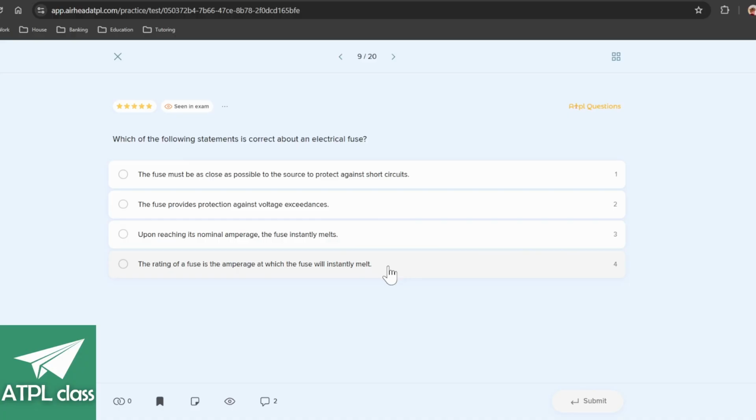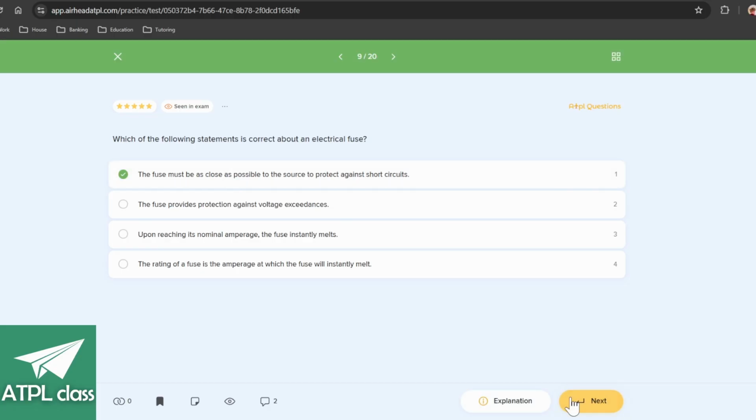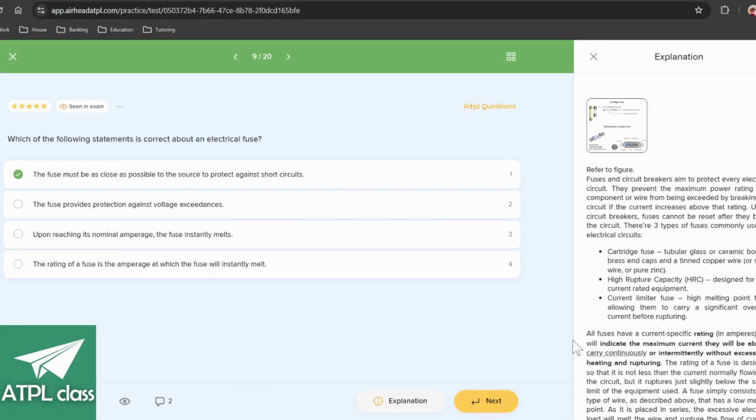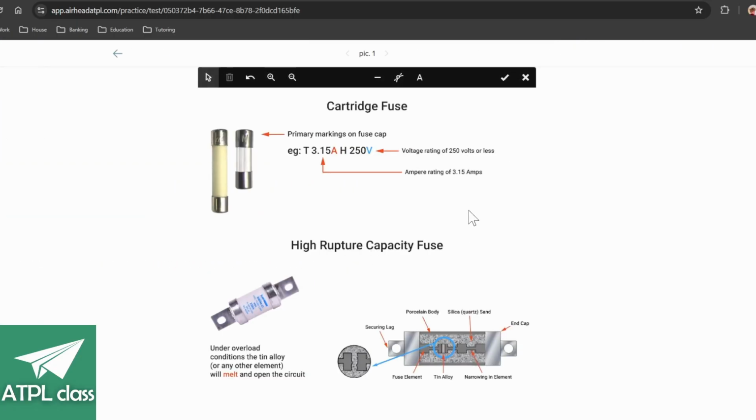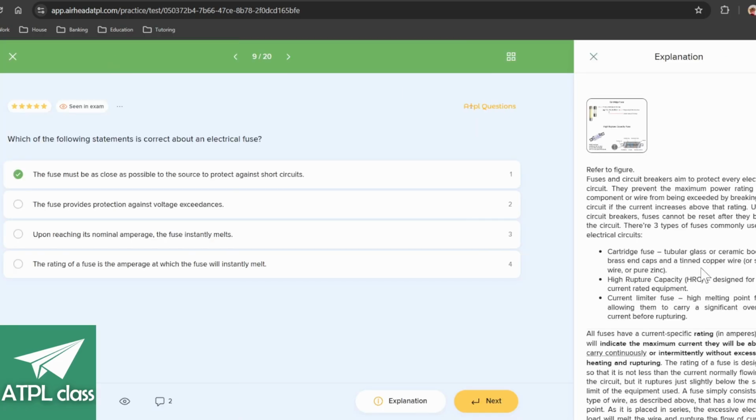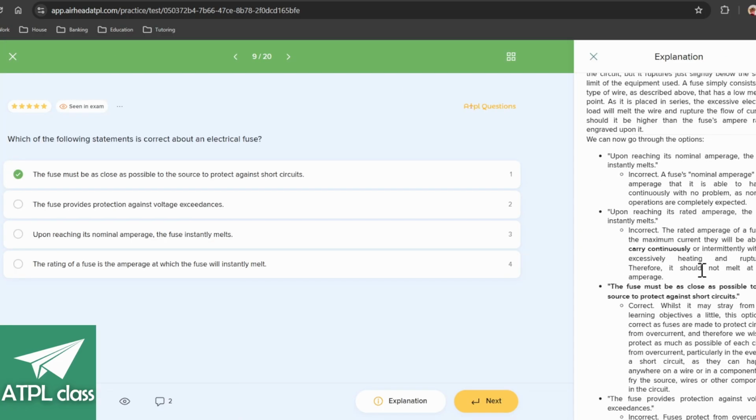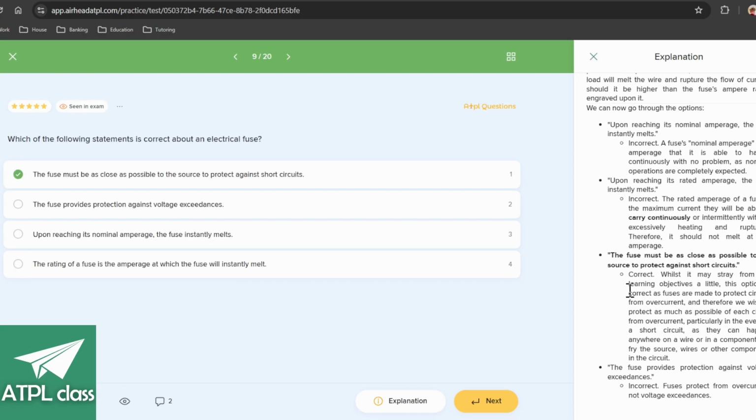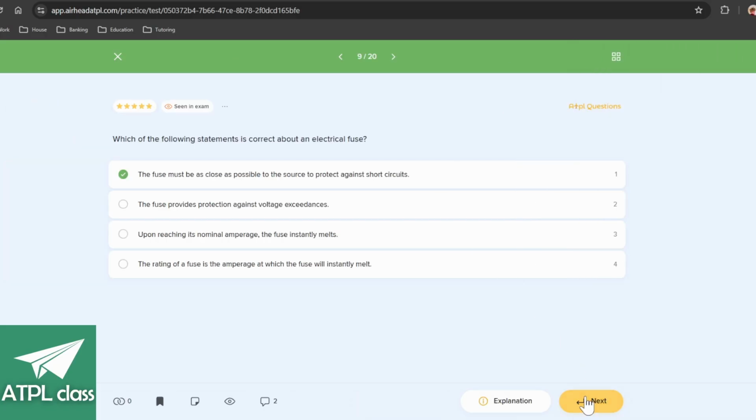No, so it'll probably allow brief exceedances, but anything sustained will cause it to melt. Yes. Oh, that's just a diagram of a fuse. Yeah, cool.